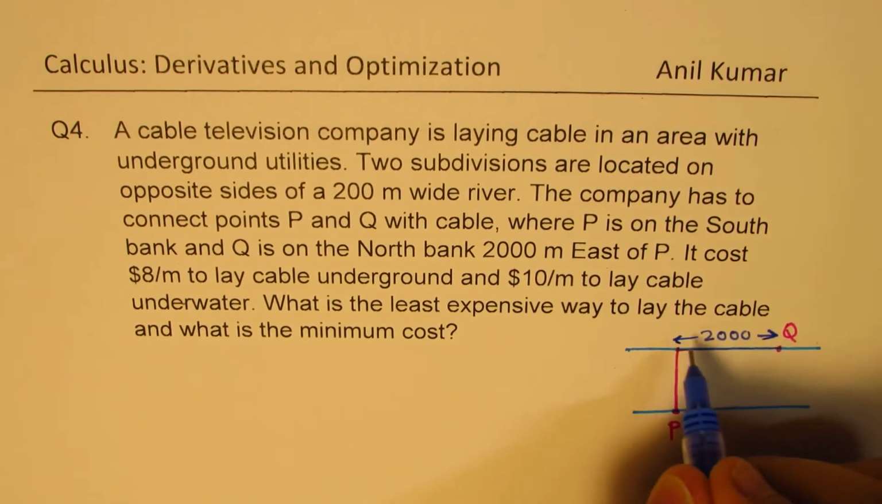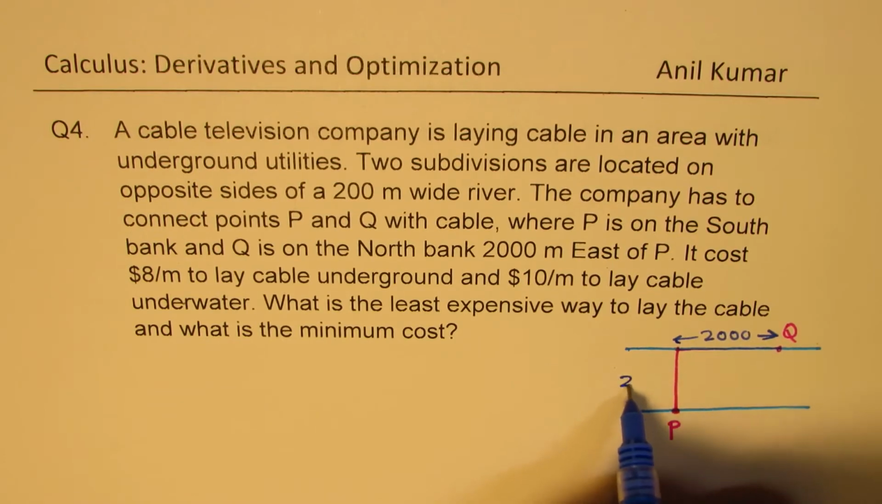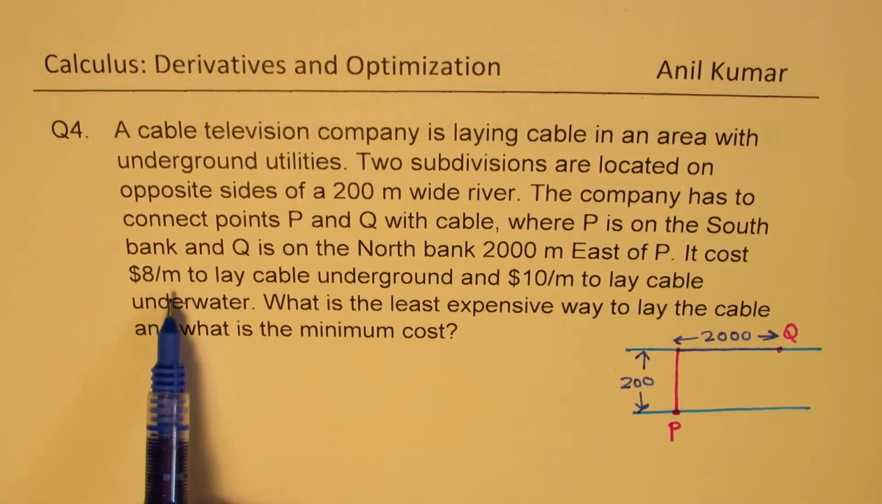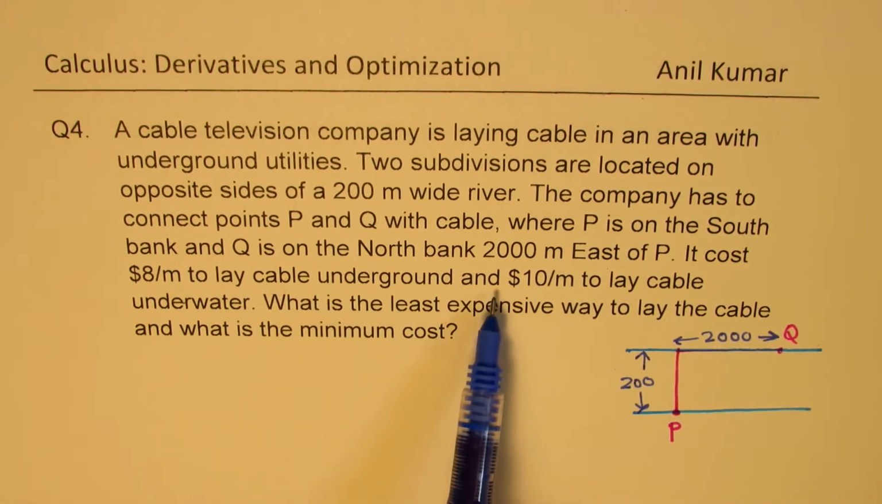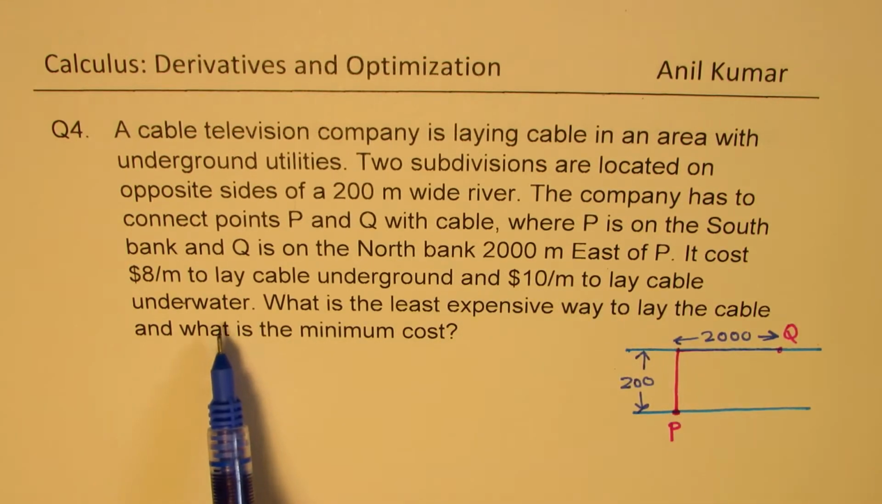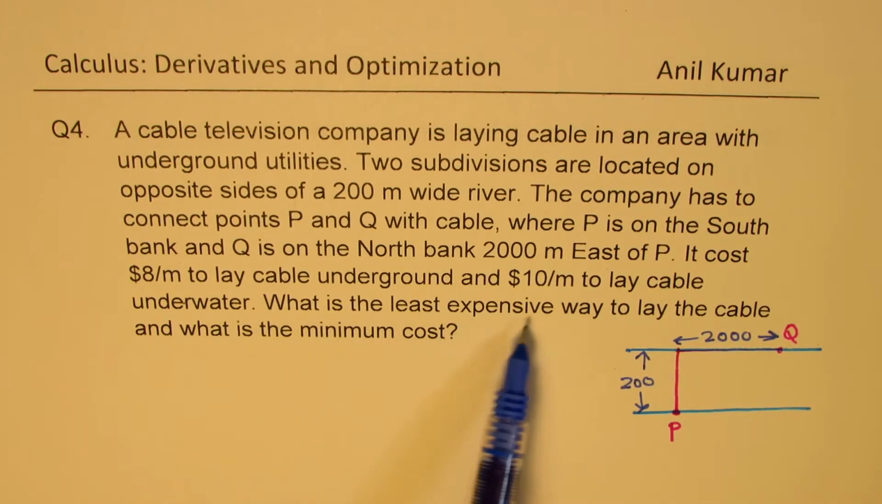Is that clear, right? And we know it is a 200 meters wide river. So we know this distance also, correct? It costs $8 per meter to lay underground cable and $10 per meter to lay cable underwater. What is the least expensive way to lay the cable?